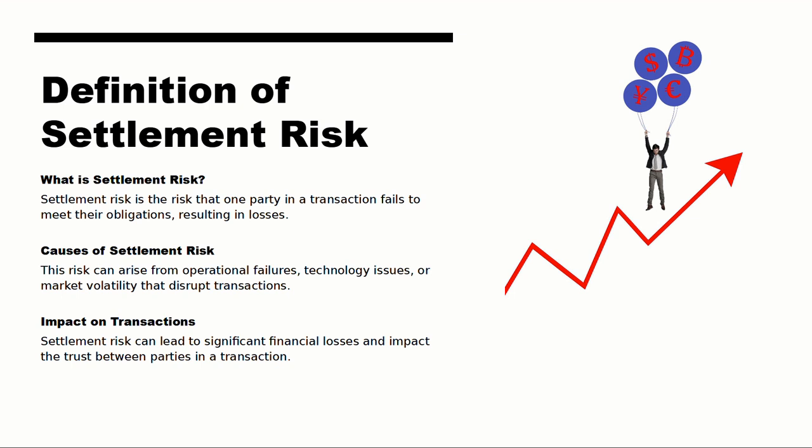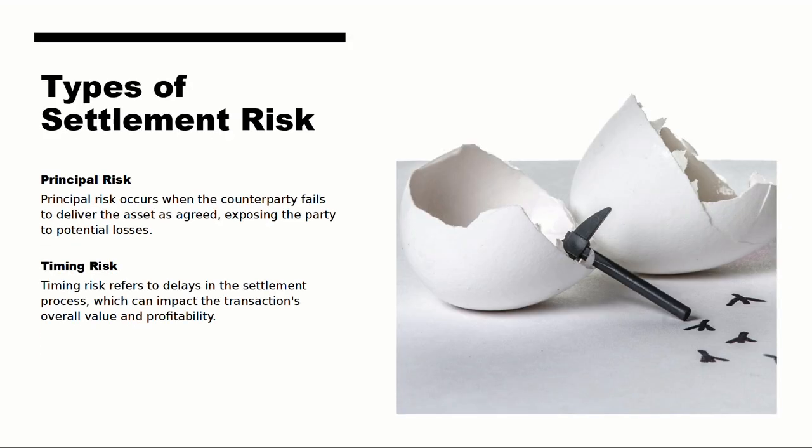Impact on transactions. Settlement risk can lead to significant financial losses and impact the trust between parties in a transaction. Types of settlement risk. Principal risk. Principal risk occurs when the counterparty fails to deliver the asset as agreed, exposing the party to potential losses. Timing risk. Timing risk refers to delays in the settlement process, which can impact the transaction's overall value and profitability.